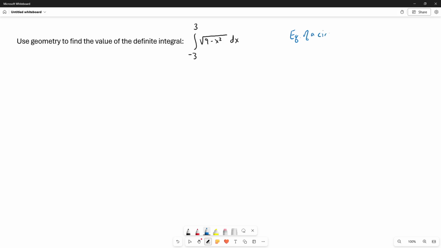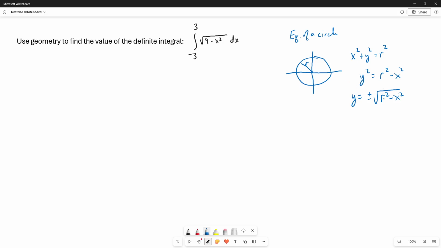And we'll just discuss circles centered at the origin. So if we have a circle with center at 0, 0 and radius r, then the equation of the circle is x squared plus y squared equals r squared. And then if we solve for y, we get y squared equals r squared minus x squared, and therefore y is plus or minus the square root of r squared minus x squared, where r is a number, it's the radius. And that's what we have here.